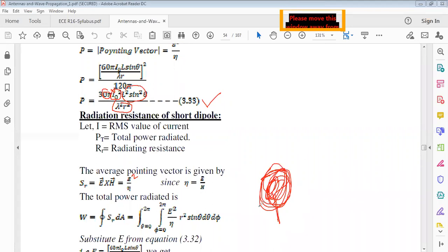That means he is integrating this entire area, the area under the spherical surface. So the integral of theta from 0 to pi, phi varies from 0 to 2π, E square by eta into R square sin theta d theta d phi.